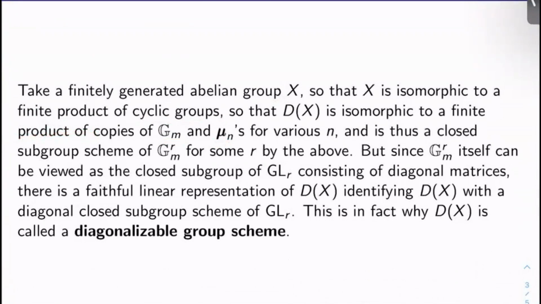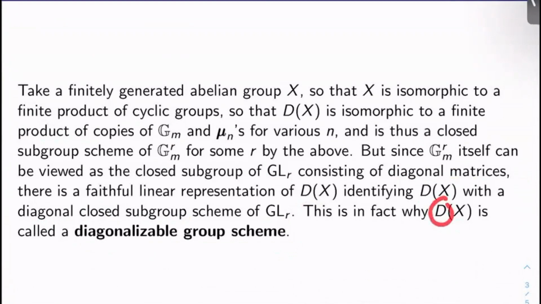And so D of X is then a closed subgroup scheme of G to the r sub m for some r by the above discussion. But then G to the r sub m itself can be viewed as the closed subgroup scheme of GL_r consisting of diagonal matrices. This should sound familiar from your linear algebra class, just viewed scheme theoretically. The upshot here is there's a faithful linear representation of D of X, which identifies D of X with a diagonal closed subgroup scheme of GL_r. And this is why D of X is called a diagonalizable group scheme.